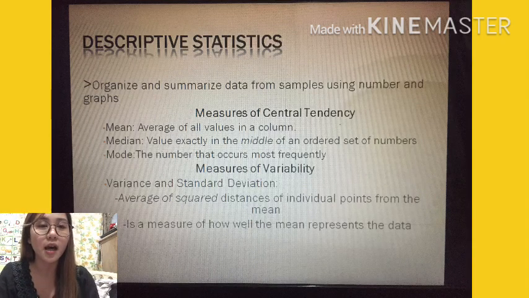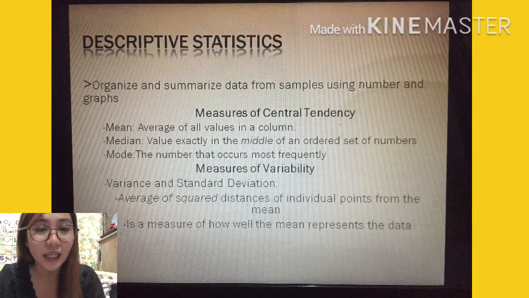So first, what is statistics? Statistics is basically the collecting, analyzing, and interpreting data, even presenting it as well. So there are two categories of statistics: the descriptive statistics and the inferential statistics.